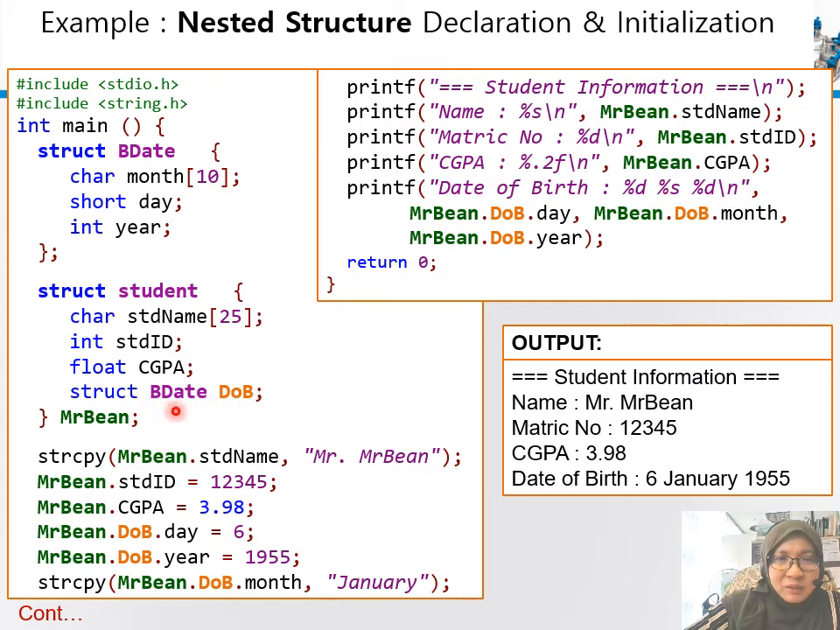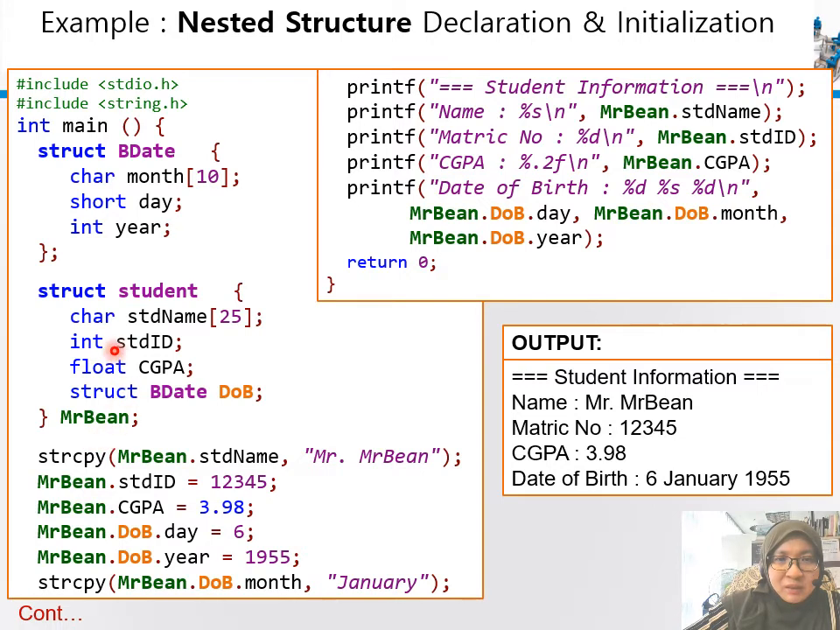So which means this is the structure for student, but you add in the DOB, which is from this b date. DOB, date of birth. So these are retrieved from the structure b date. This b date. And we have a variable struct under student here, Mr. Bean. This is a record for Mr.